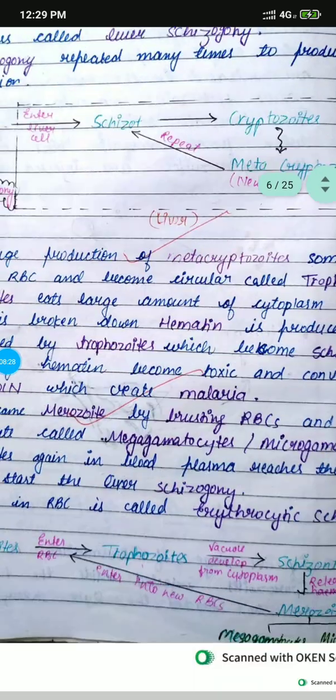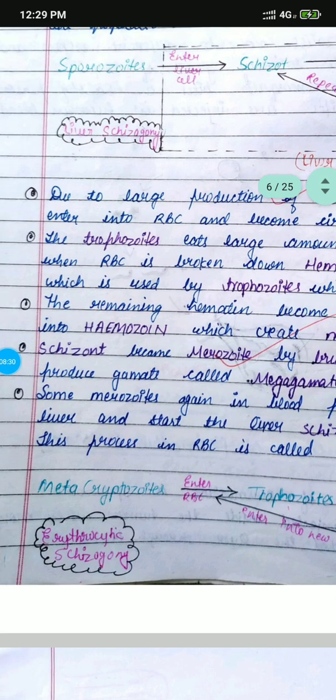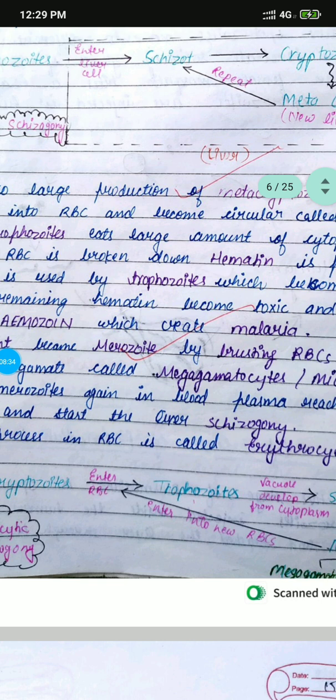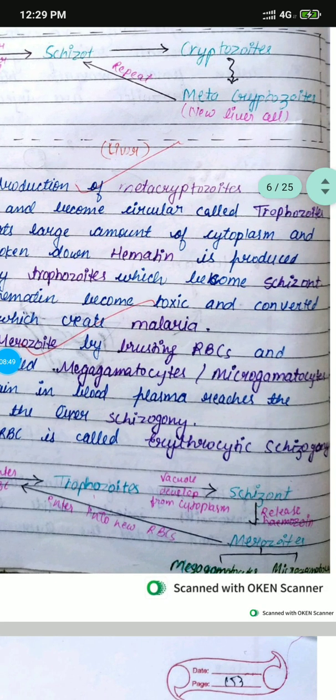Then the metacryptozoites enter into the RBC. When they enter the RBC, they become trophozoites. When they become trophozoites, they eat the RBC. They eat the RBC, meaning the hemoglobin is broken down, and because of this, trophozoites become schizont, and the hemoglobin is released in the form of hemozoin.